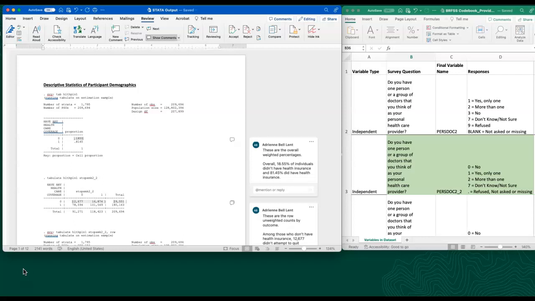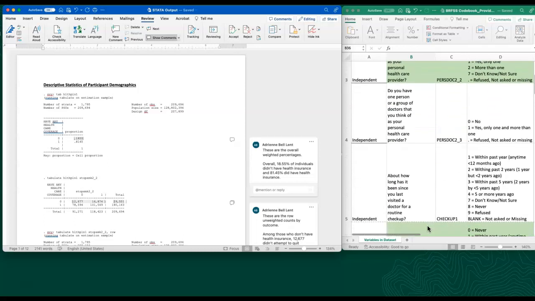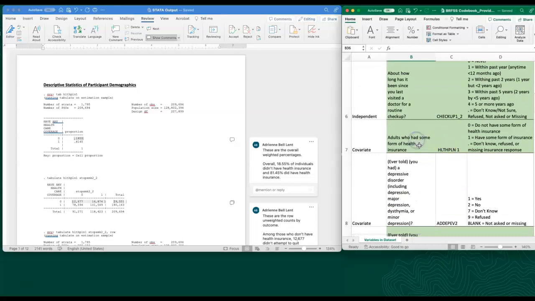This is the document you're going to need in order to know which variables in this Word document, what they actually are. So for example, the first result you have here is for this Health Plan 1 variable. So to know what variable that is, you're going to need to open up that BRFSS Codebook, and you're going to need to scroll over to the variable Health Plan 1. So you can see here, Health Plan 1, this is the adults who had some form of health insurance. So basically whether or not someone has health insurance.